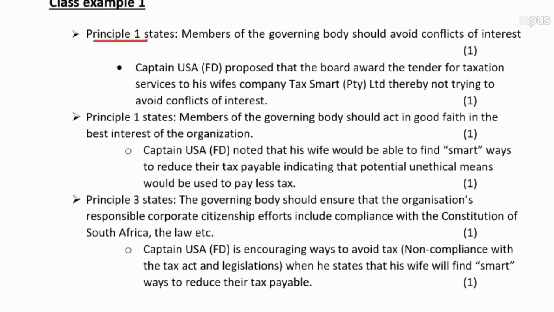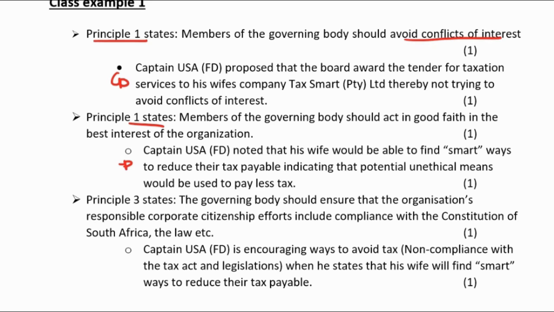King requires this. So I would say, King requires that the members of the governing body should avoid conflicts of interest. That's in principle 1. Then I apply the information that the FD is actually proposing that they use his wife's company and therefore is not trying to avoid the conflict of interest. Principle 1 states that members should act in good faith in the best interest of the organization. Here again I apply that he's trying to find smart ways to reduce tax, which is potentially unethical means. That's not in good faith, that's not in the best interest.